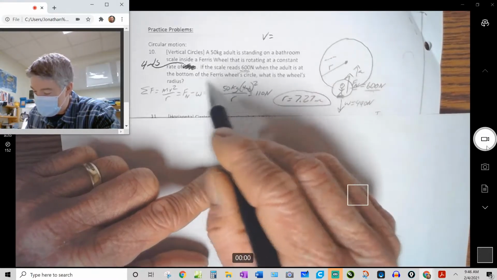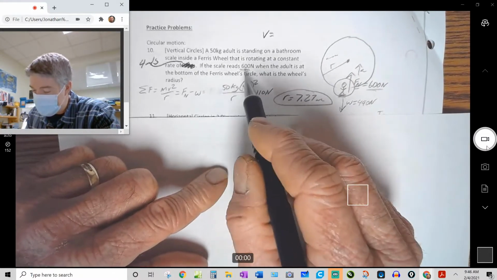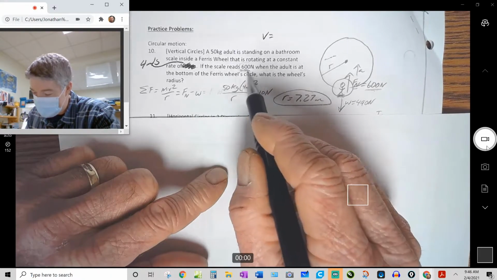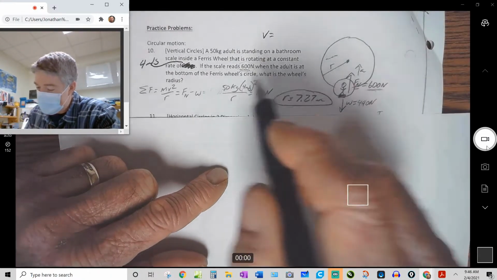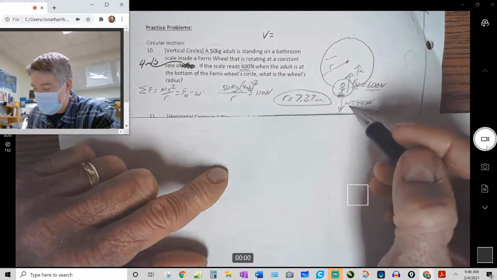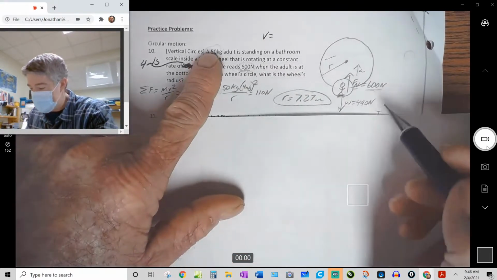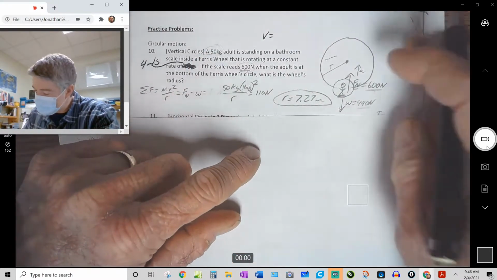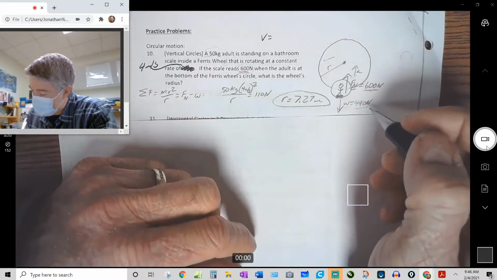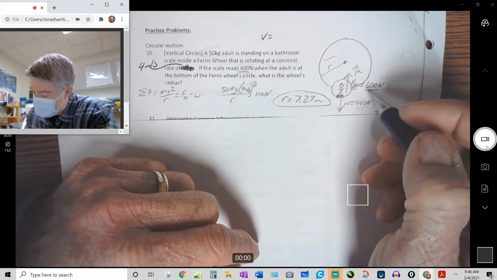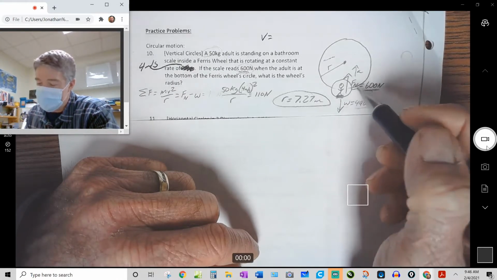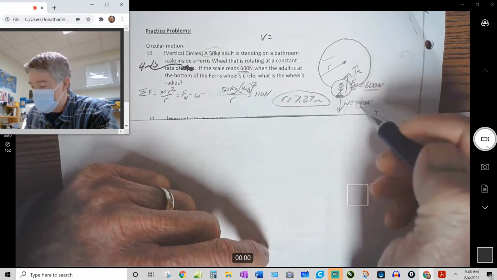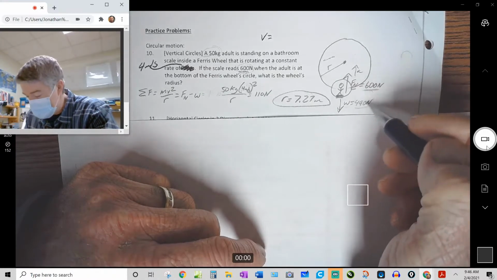What is the wheel's radius if the scale reads this when the person's at the bottom? So there's more I can fill in. I know the mass of the person, so I can multiply that mass times 9.8 to get the weight. So in my picture, I've got all the forces acting on the person. There's just the normal force pushing up, the weight pushing down. You can see they're different.